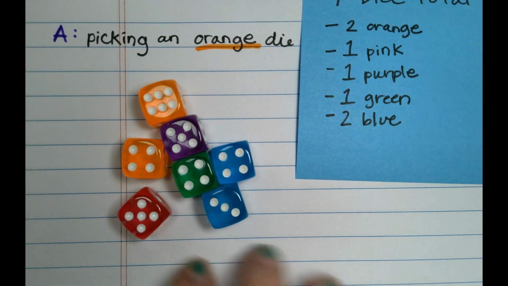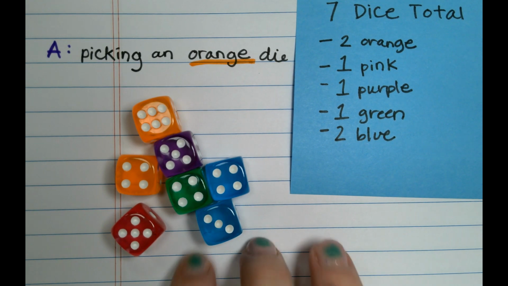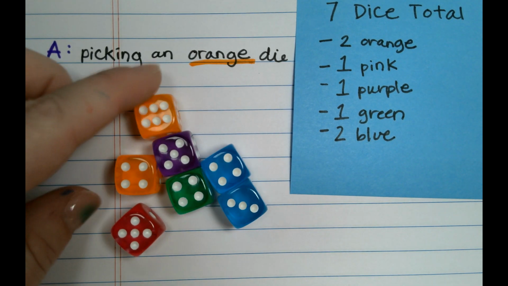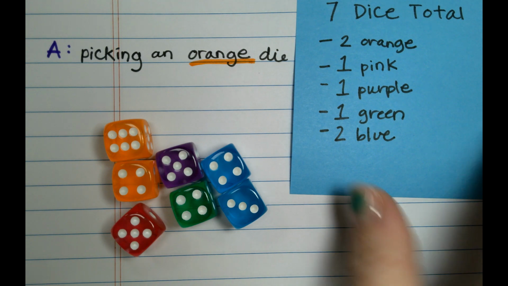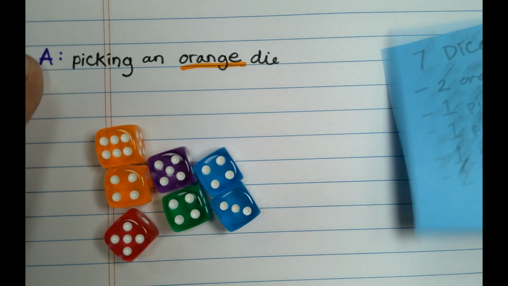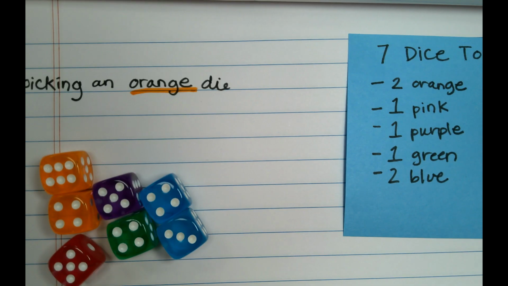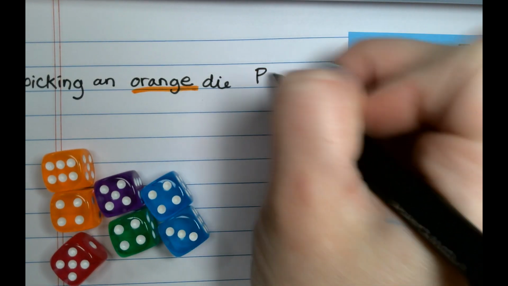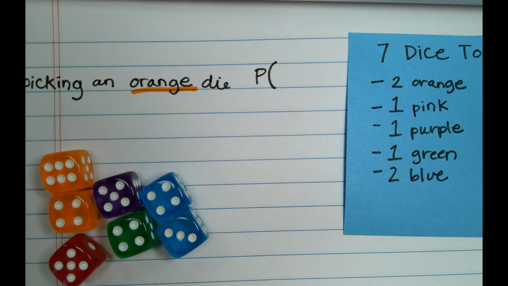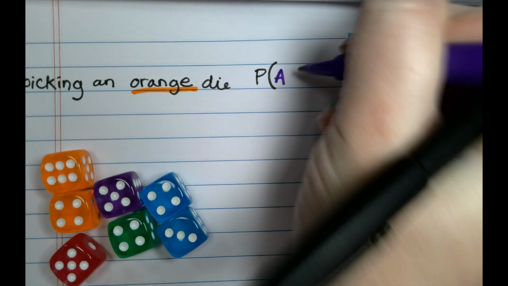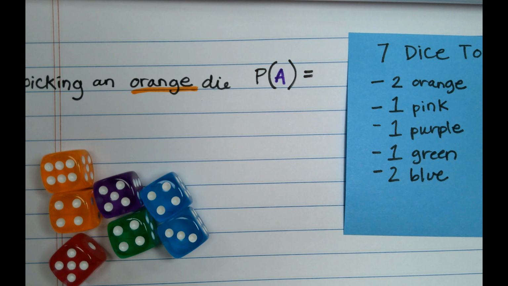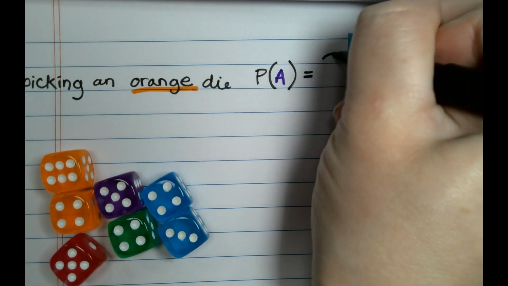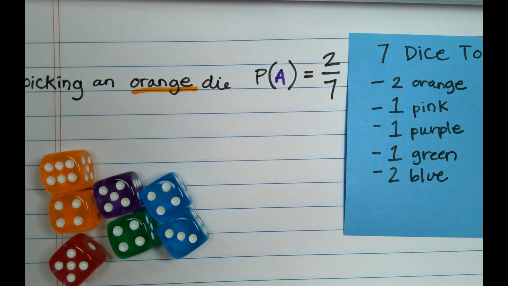First of all, here's all my dice. What is the probability of picking an orange die? 2 out of 7, absolutely. So let's write here the probability of A is 2 out of 7.